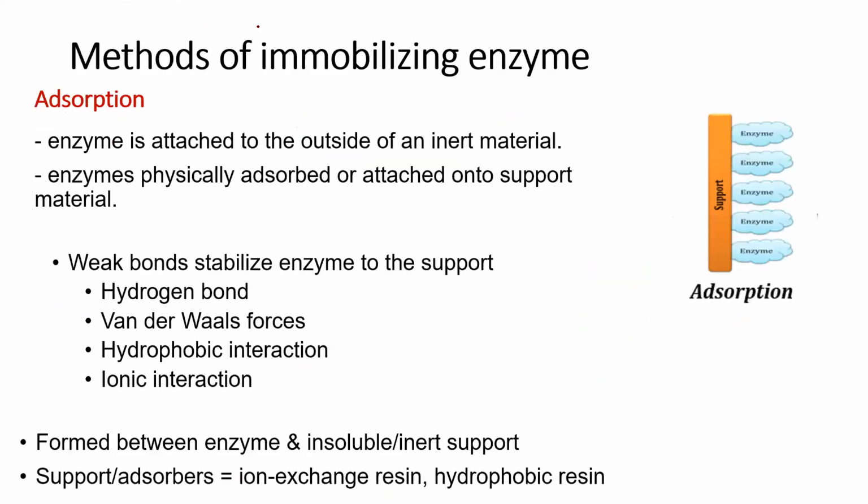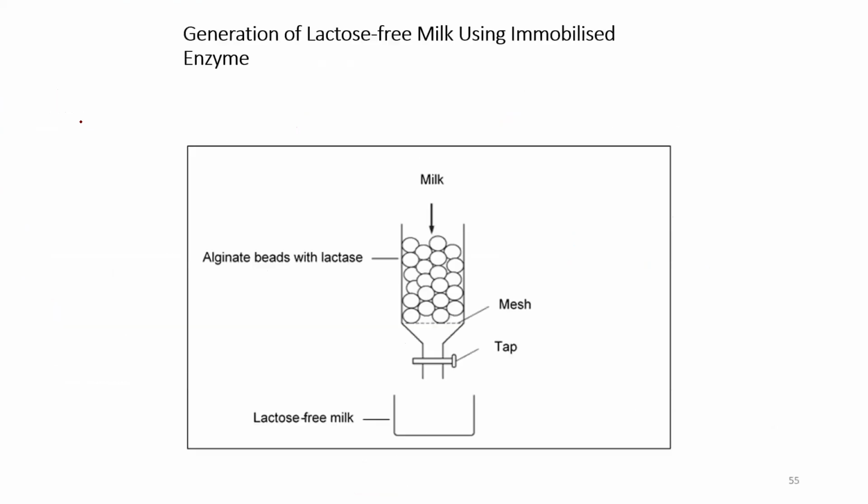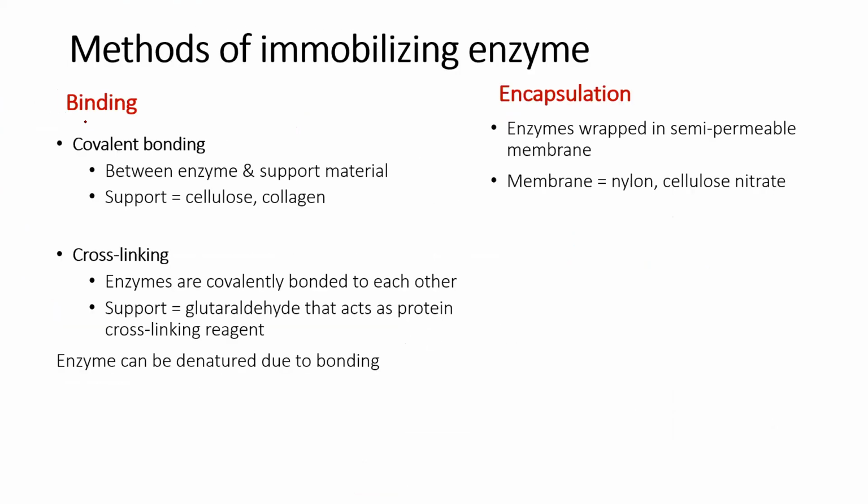Okay, so methods of immobilized enzyme. You have several methods. The first one is adsorption, and then you have entrapment, and then you have binding. So binding, you can have covalent bonding, cross-linking, and then the last one you have encapsulation. Okay, so this is how the enzyme binds to the support.